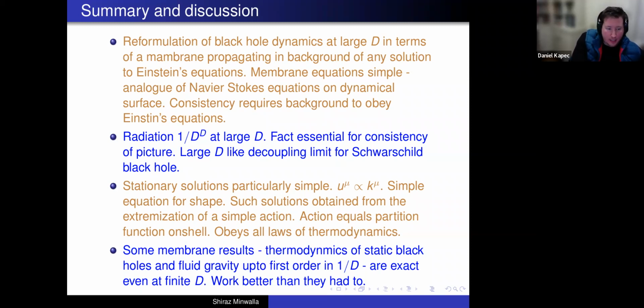Do we have any other questions? Shiraz, can you explain the significance of this point that this fluid is a fluid with no energy density? Can this be thought of as some extra symmetry or something?